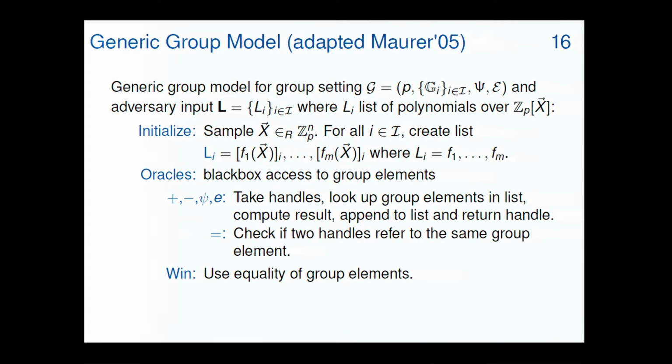Then the experiment proceeds as follows. To initialize, a random point is sampled, and then for all the groups, the lists are initialized with the group elements corresponding to evaluating the polynomial at a random point. And then the adversary has black box access to these group elements. So this means the usual group operations proceed as follows. They take handles, look up the group elements in the list, compute the result, always append the new group element to the list, and then return this new handle.